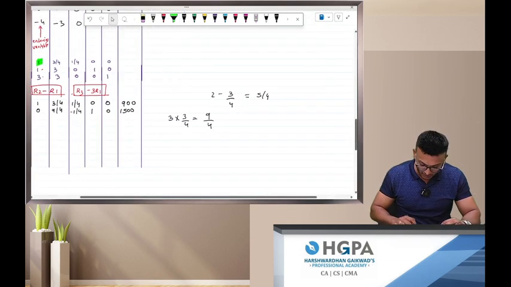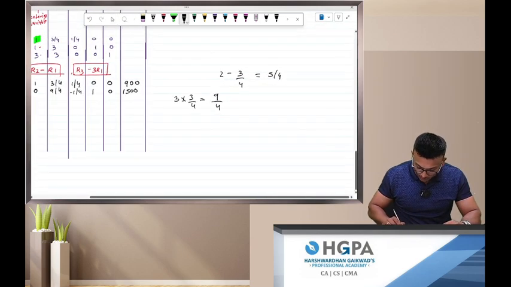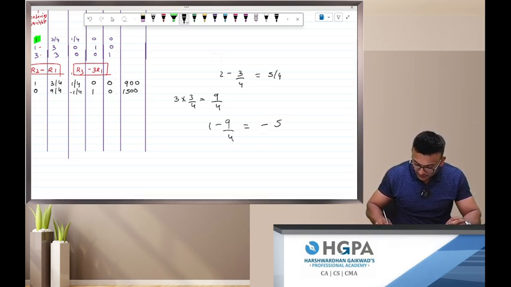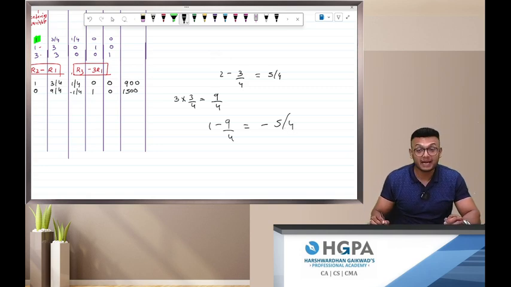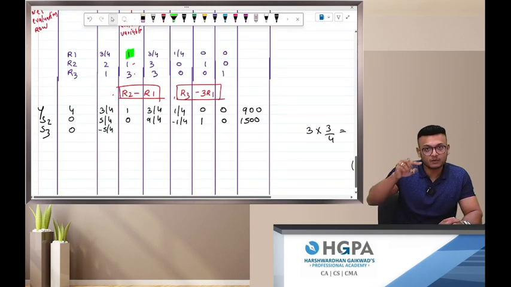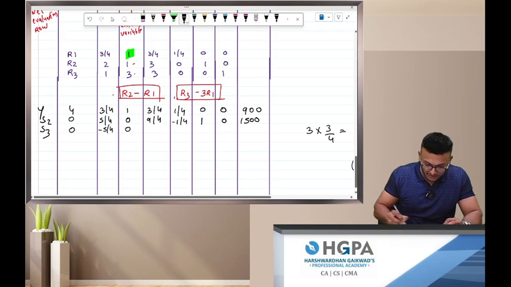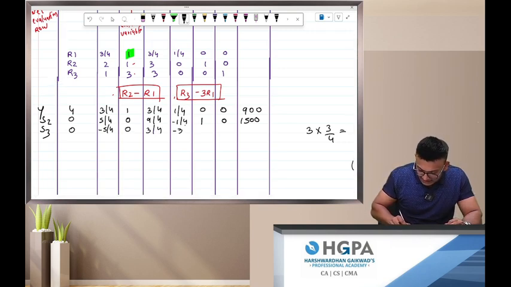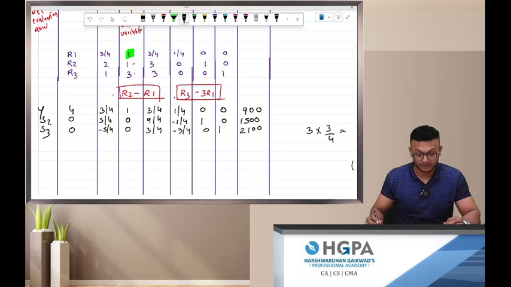R3 is what? 1. This will become 1 minus 9 upon 4. It will become what? So, it will become minus 5 upon 4. Minus 5 upon 4. Do you get this? Now this will become 0 because 1 into 3 is 3. Next you can solve it. 3 upon 4 minus 3 upon 4, 0, 1 and this will become 2100.